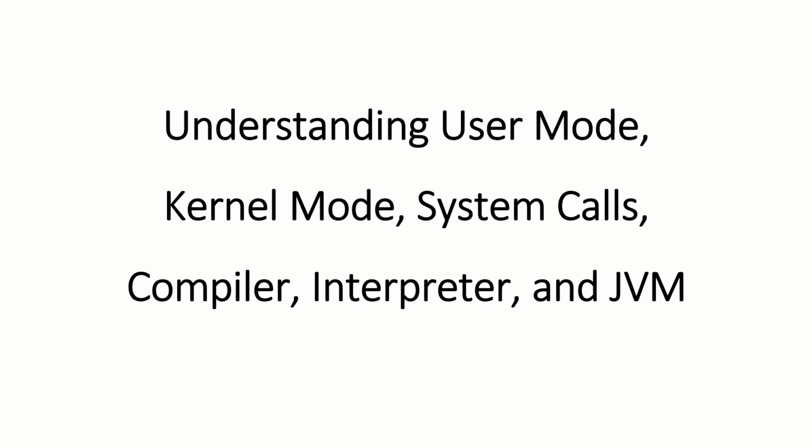Today we'll be discussing some fundamental computer science concepts. Those are user mode, kernel mode, system calls, compiler, interpreter, and Java virtual machines. These concepts are crucial in understanding how programs interact with an operating system and how programming languages work. Let's get started.